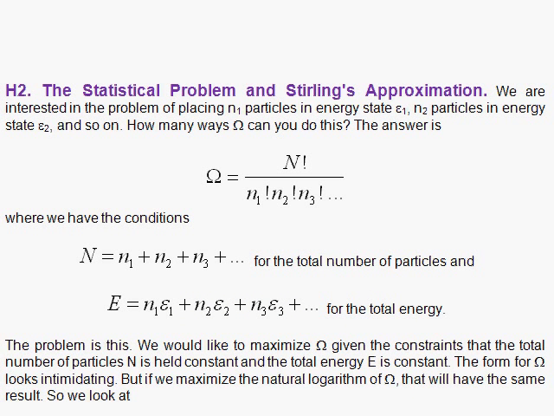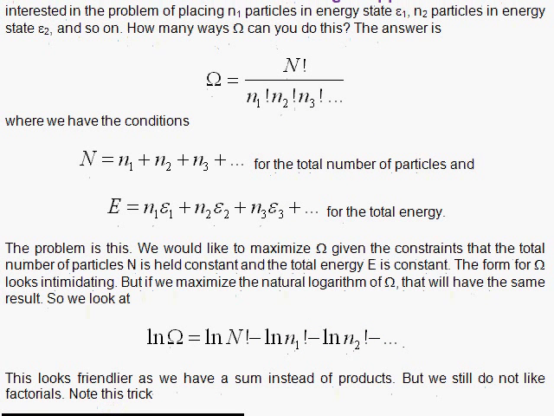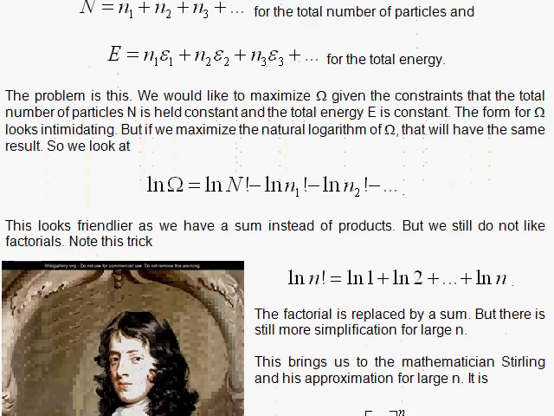Now, we do not like products of factorials, so let's first of all notice that if we have a maximization of omega, we'll have a maximization of the log of omega, since as omega gets larger and larger, the log gets larger and larger also. So let's do that. We have the log of N factorial minus the logs of the individual factorials in the denominator. That looks friendlier, but factorials are still complicated, so we go to Stirling.